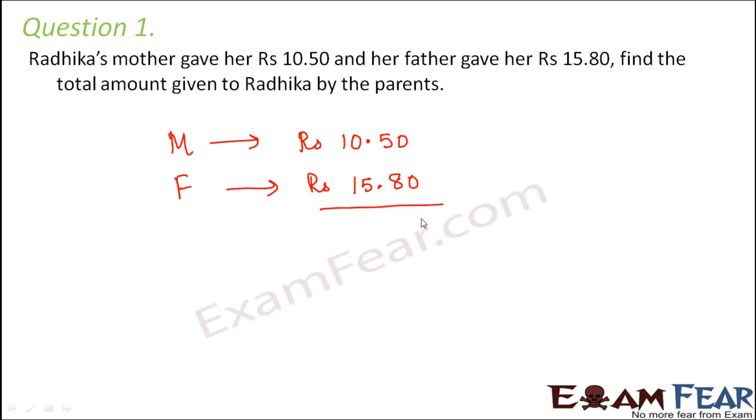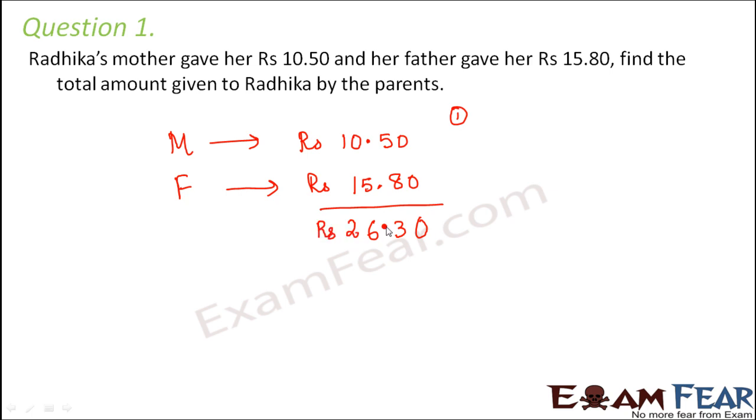So 0 plus 0 is 0. 5 plus 8 is 13. So this is 3 and 1 is carry forward. So here 5 plus 0 would be 5, but we have this plus 1, so it becomes 6. 1 plus 1 is 2. So this becomes rupees 26.30.